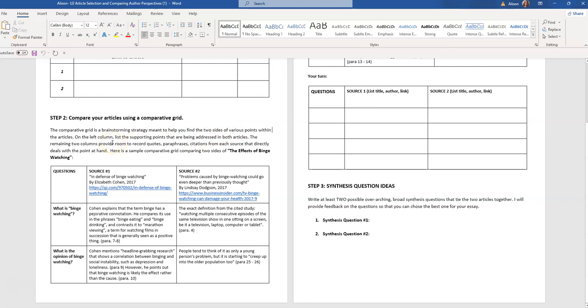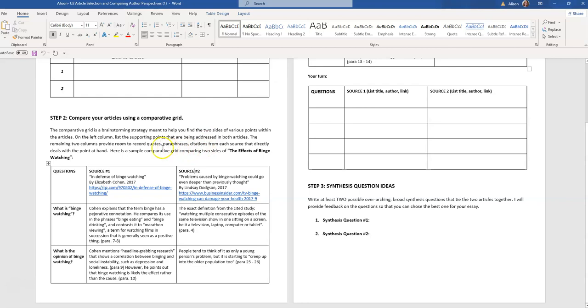So you're going to have 3 columns that you're going to fill in. On the left column, you're going to come up with questions or points that are being addressed in both articles, okay? You really should phrase those points as questions that you are then going to answer. And then in the next two columns, this is where you're going to record your notes. You might have some direct quotes, you should have some paraphrasing, and you should be citing things so that way when you need to go back and get it for the planner and the essay itself, it's a lot easier to find it.